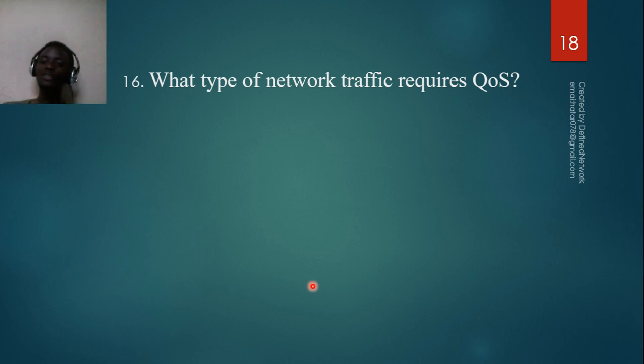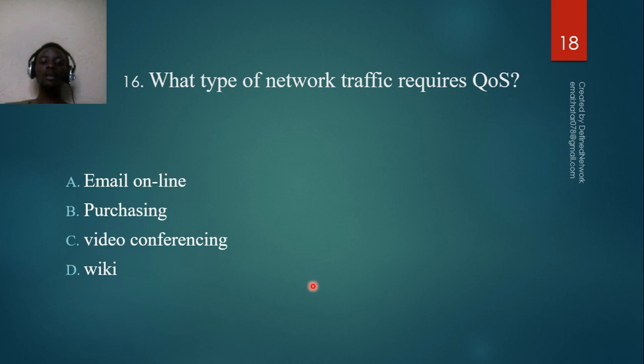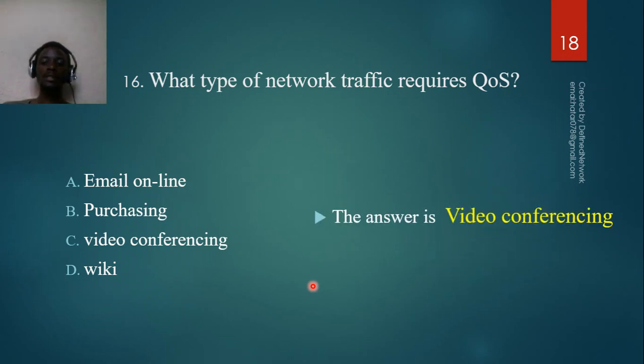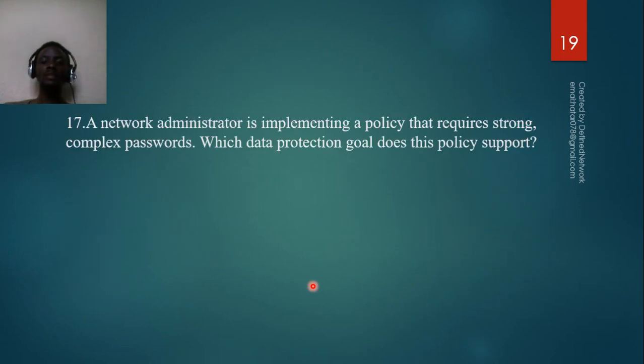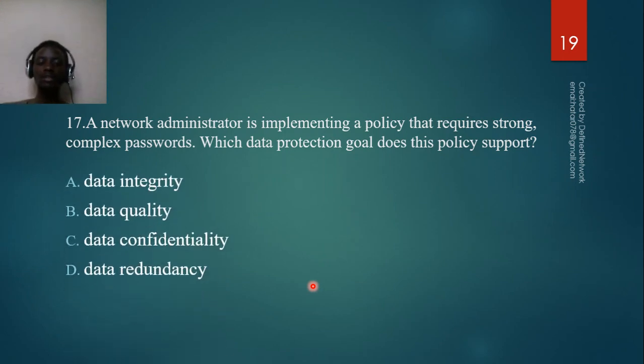What type of network traffic requires QoS? Email, online purchasing, video conferencing, or wiki? The answer is video conferencing. A network administrator is implementing a policy that requires strong, complex passwords. Which data protection goal does this policy support? Data integrity, data quality, data confidentiality, or data redundancy. The answer is data confidentiality.